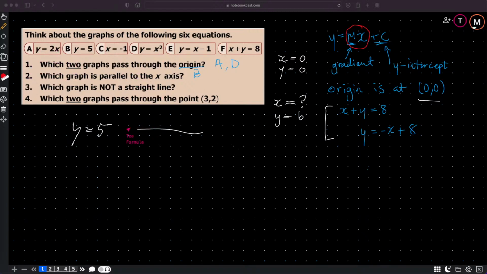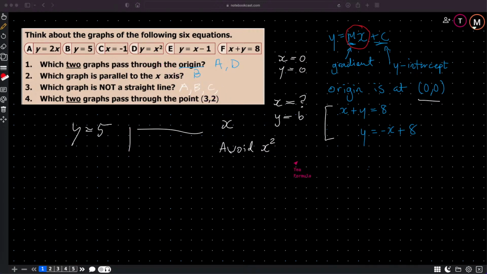Y equals 2x. Definitely going for that one because it's a plain old x. We want to be avoiding the x squareds, really. That's what I'm looking to avoid. Because even though it's going straight up, it's still a straight line. Y equals 5 is a straight line. X equals -1 is a straight line. It's going upwards though. So I'm going to go for that one.